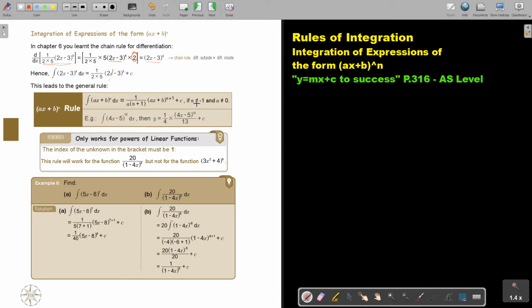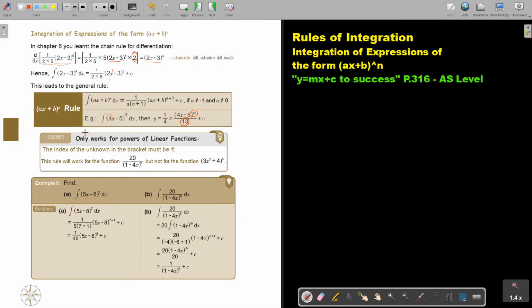n may not be -1. Later we will come to this rule in another chapter. And a cannot be 0, otherwise the rule will also not work. So if I look at this one, remember, I'm going to add 1 and divide by that. And then the value in front of x, I'm just going to say 1 over that value. And then the plus c.